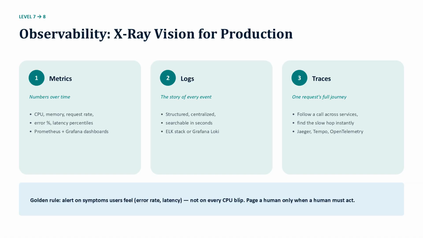And one golden rule for alerting. Page humans on symptoms users actually feel, rising error rates, slow responses. Not every CPU spike at 3 a.m. Alert fatigue is real, and it kills on-call teams.